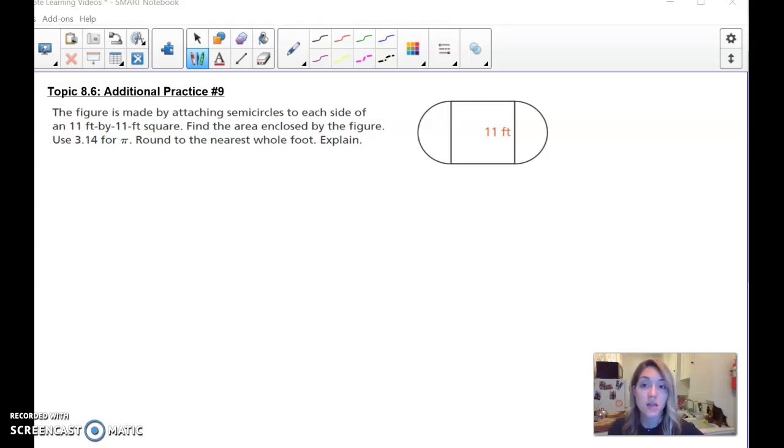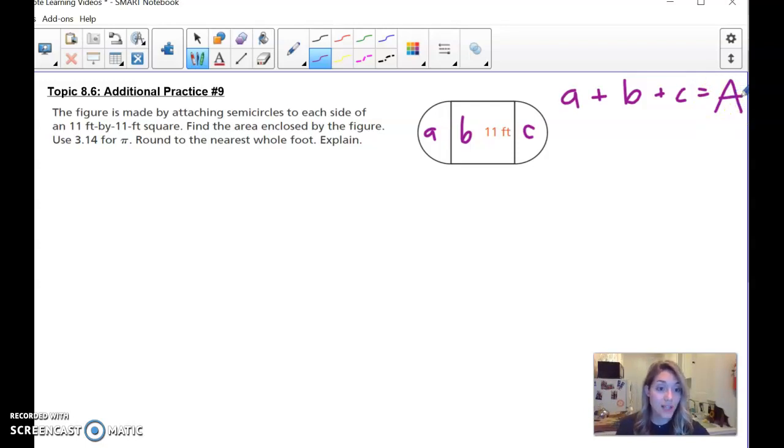Now, the first thing I need to think about is that we're looking at the entire enclosed area. So that area covers 3 different sections: section A, section B, and section C. So at the end of this, I need to be adding the area of section A plus the area of section B plus the area of section C in order to find my total area. Those letters or variables are going to represent the area of each one of those sections.